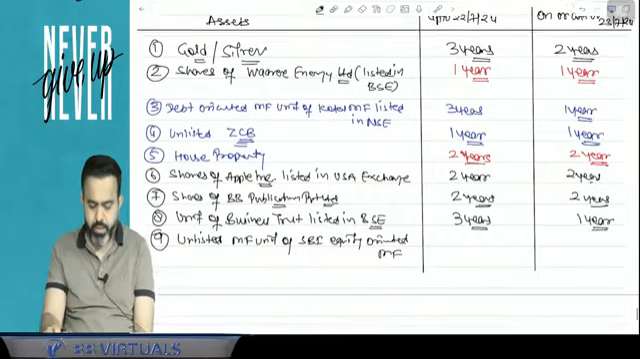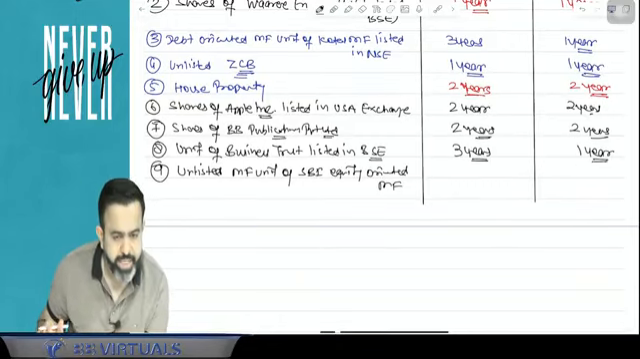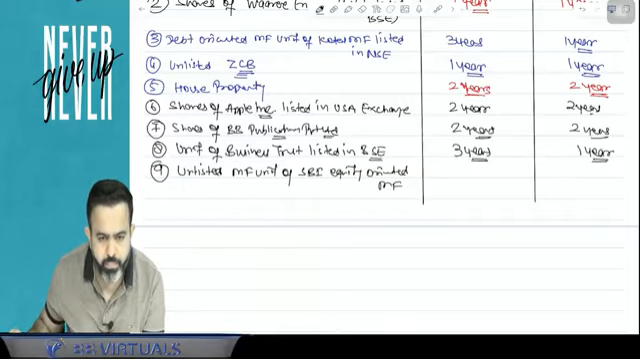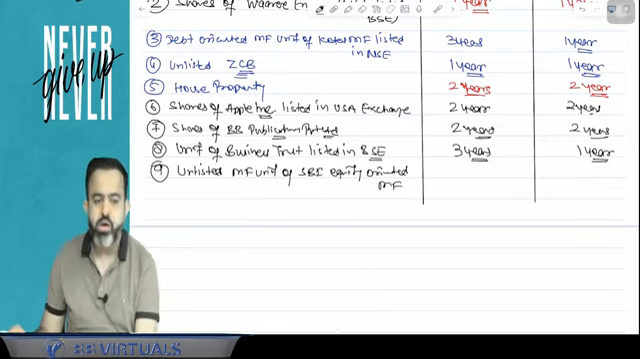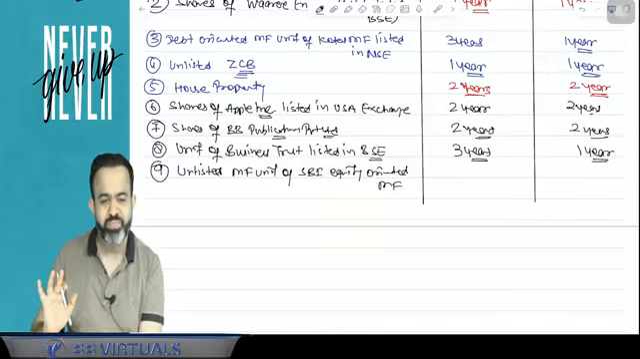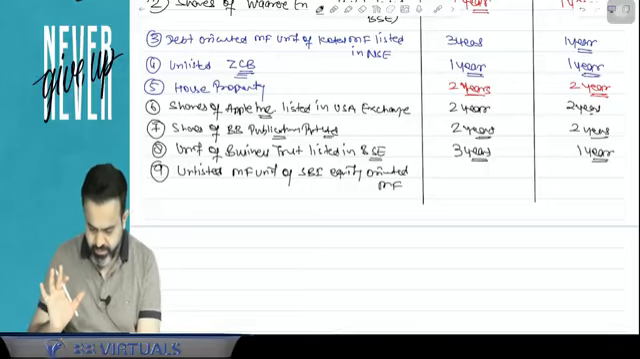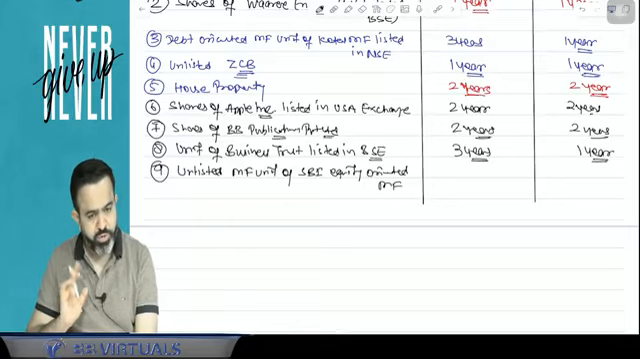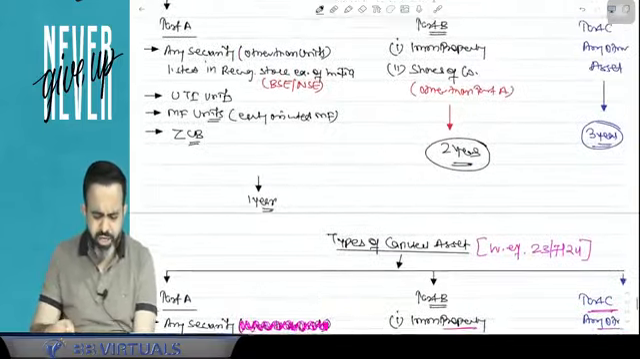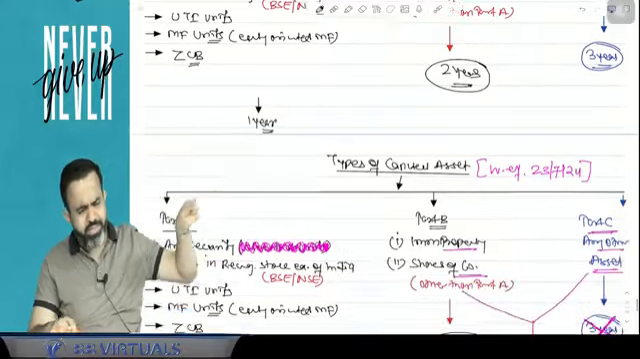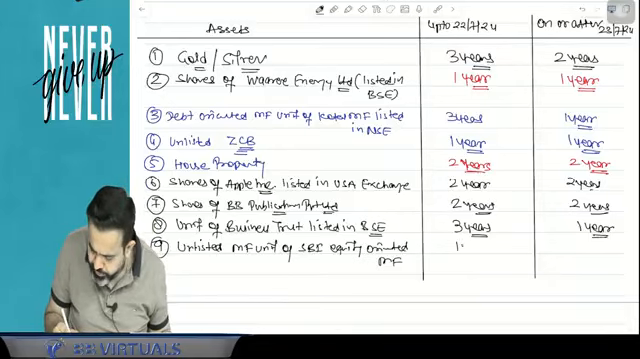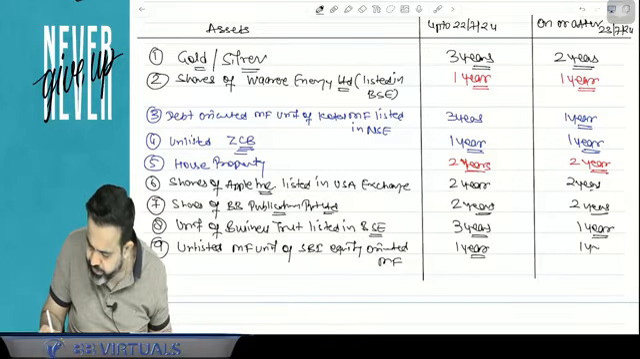So here, unlisted mutual fund unit of SBI equity oriented mutual fund, tell me. Unlisted mutual fund unit of SBI equity oriented mutual fund. So for an equity oriented mutual fund unit, earlier it was 1 year, now also 1 year. So unlisted or listed, whatever the equity oriented mutual fund unit, that period of holding is 1 year.